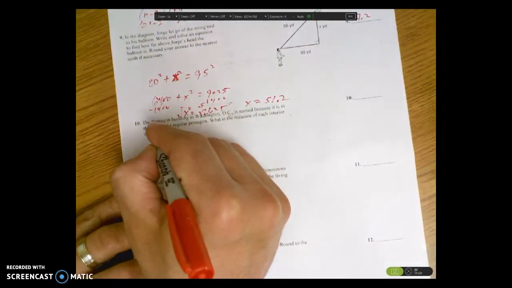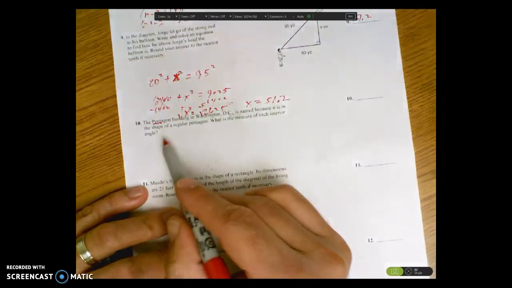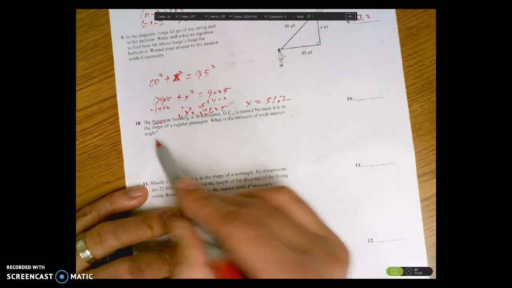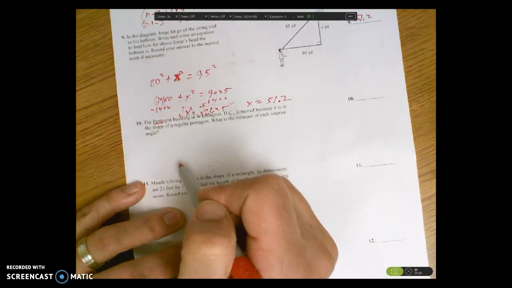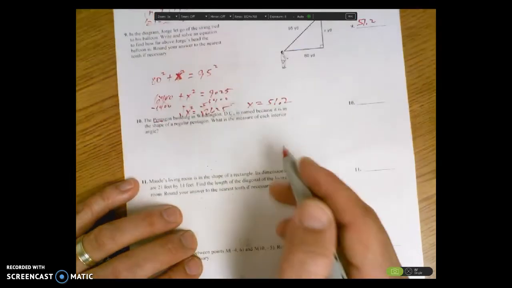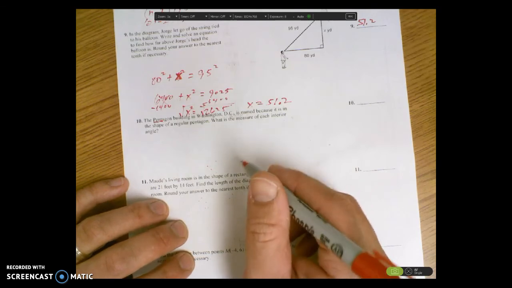So I'm assuming this is going to be a side. That's five-sided. It's named because it is in the shape of a regular pentagon. What is the measure of each interior angle? So because it's regular, all of the angles are congruent. So if we find the sum of all of them, which goes back to here, we can then find it for an individual by dividing by 5.